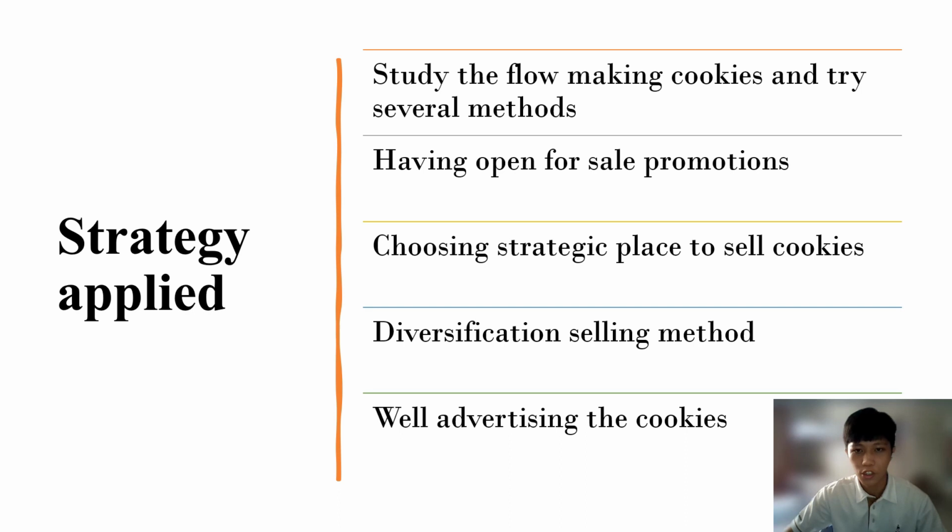Next, we'll be choosing a strategic place to sell cookies, such as crowded places, for example, the canteen and shared facilities. We also need diversification of selling methods. For example, we can take online orders and also provide delivery options for customers. This can bring convenience to them and bring us more sales.